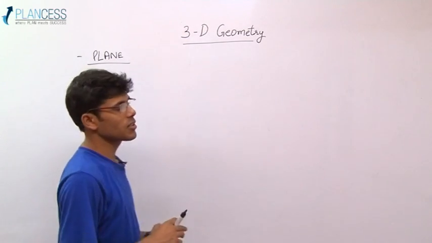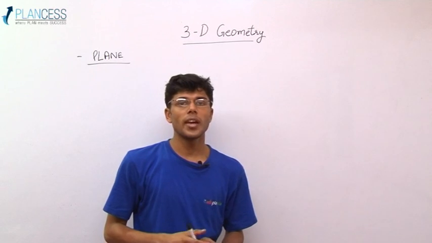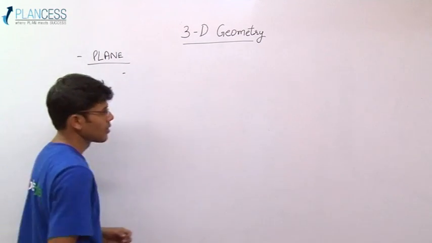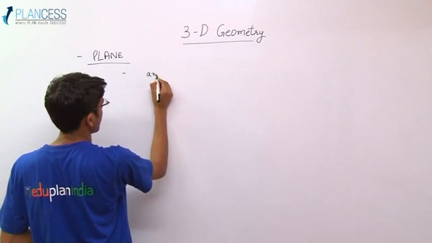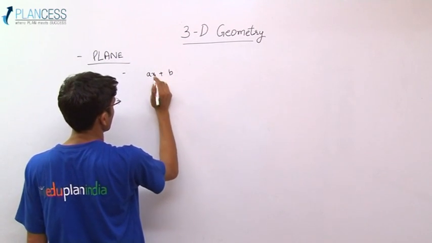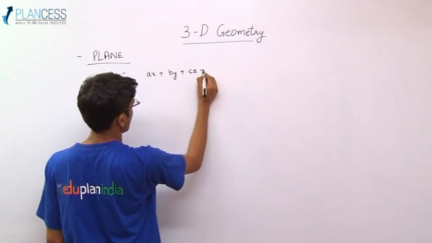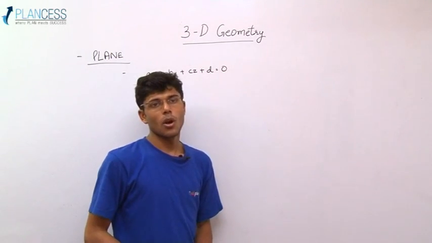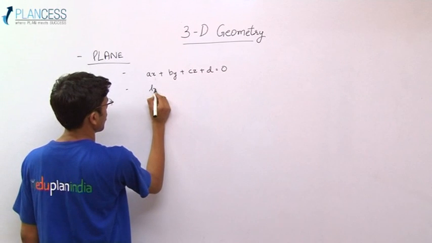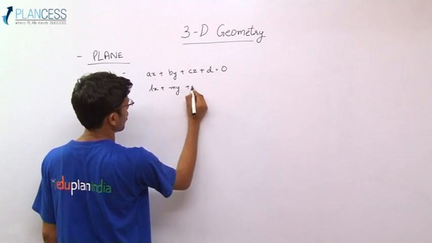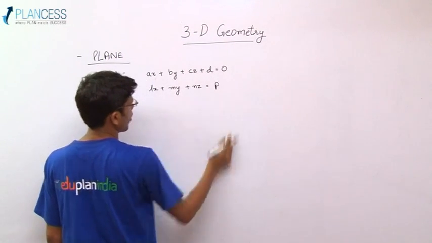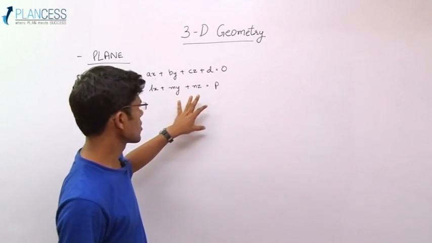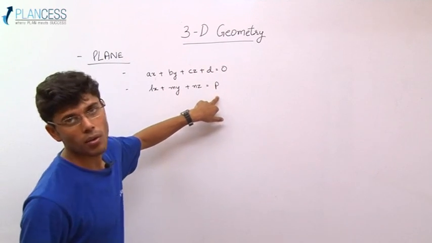So first of all, let's move on to the representations of a plane in our coordinate geometry. There are various ways to represent a plane. Some of the most standard ways are: this is a plane with A, B and C as the direction ratios of the normal to the plane. This is also a plane with L, M, N as the direction cosines of the normal to the plane. An important property of this representation is that P is the perpendicular distance from the origin to the plane.